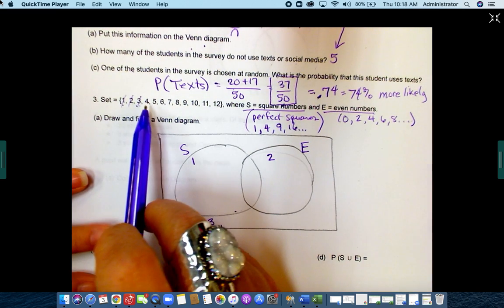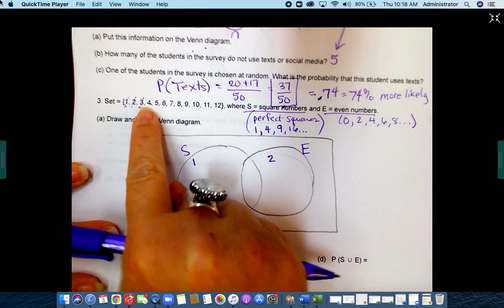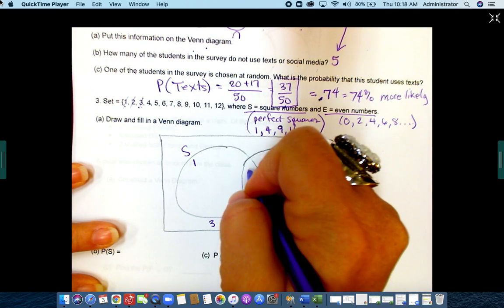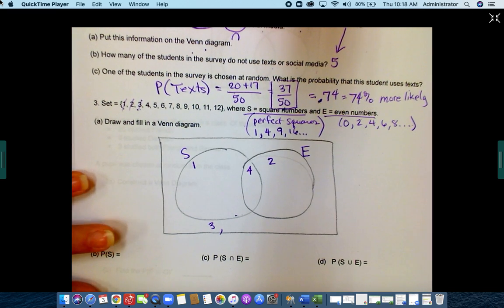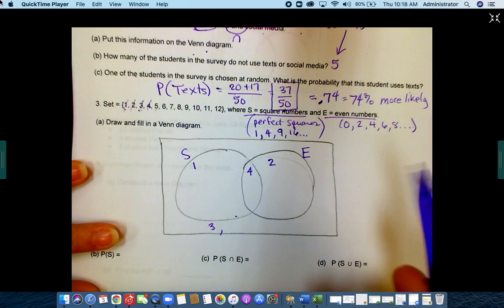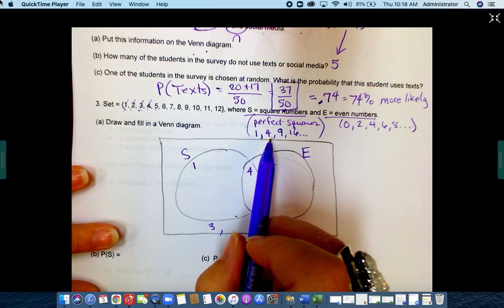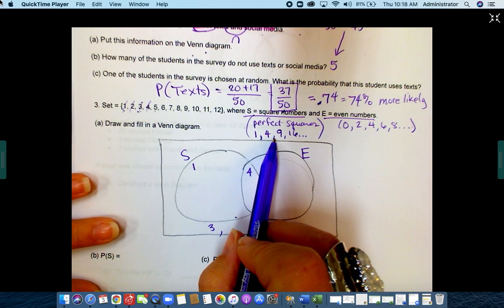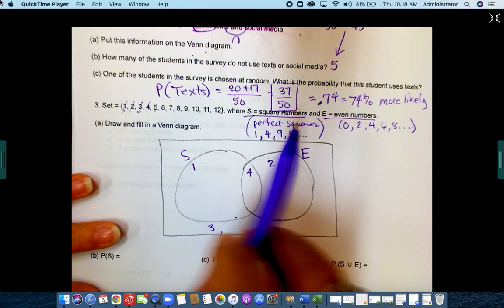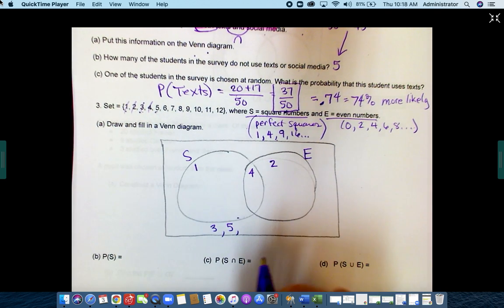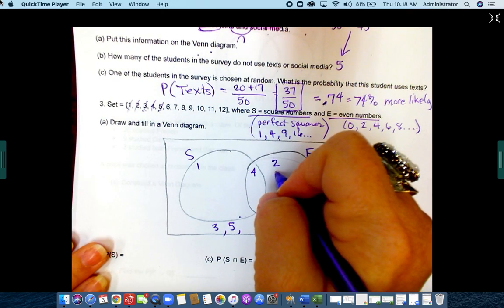So I'll just continue here. That 4, is it a perfect square? Yes. Is 4 even? Yes. So it's both. It goes in the center. 5, not a perfect square, not even. In fact, if you notice, perfect squares can be even and odd numbers, but they're not all evens or all odds. But 5 is not a perfect square, so I'm going to come down here and list it down here at the bottom. Number 6 is an even number.